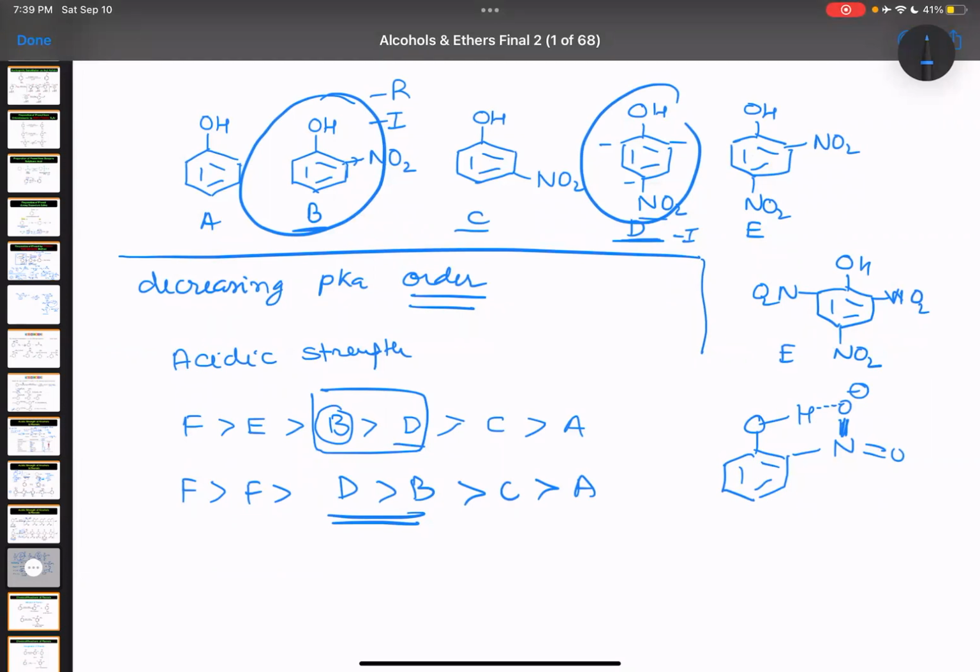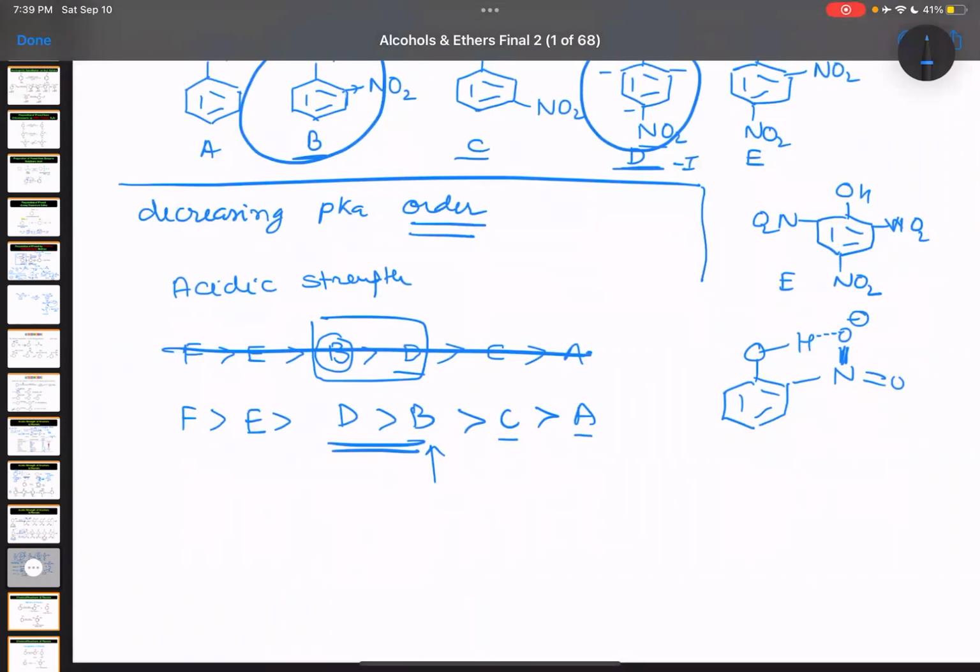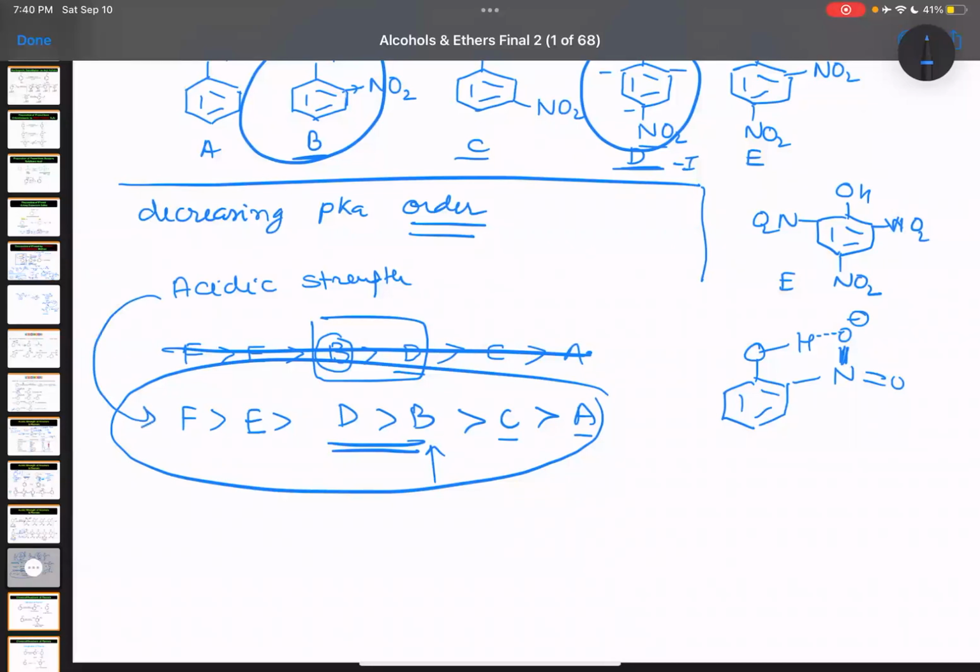So this is not the answer. The answer is F, then E, then D the para isomer, then B the ortho, and then C, and A doesn't have anything. I hope this is clear. This is the acidic strength order. The pK order will just be the reverse.